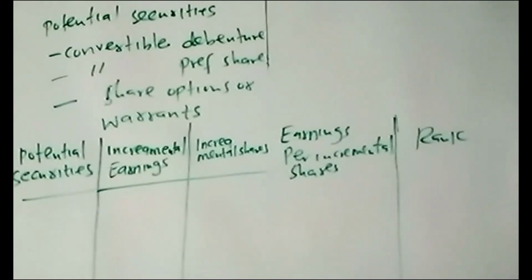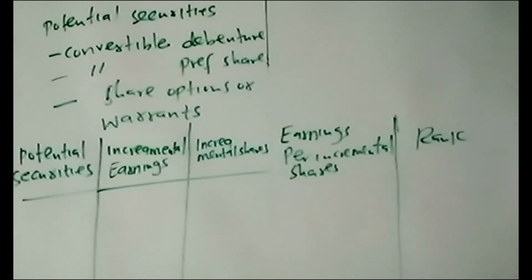So why am I having this first column, incremental earnings? Because with the convertible preference share, out of it they were supposed to pay dividends. If they convert that security to ordinary, that dividend will never be paid. So the entity will make a saving, and that is why there will be incremental earnings. Since they have converted to ordinary, we have the second column, incremental shares, so there will be an increment in the ordinary shares. Then you determine earnings per incremental share by dividing the incremental earnings by the incremental shares.